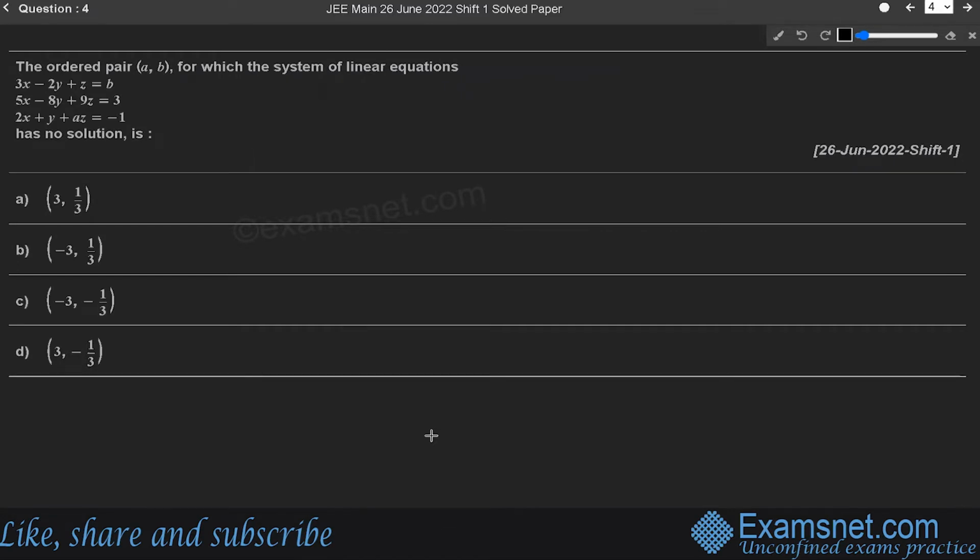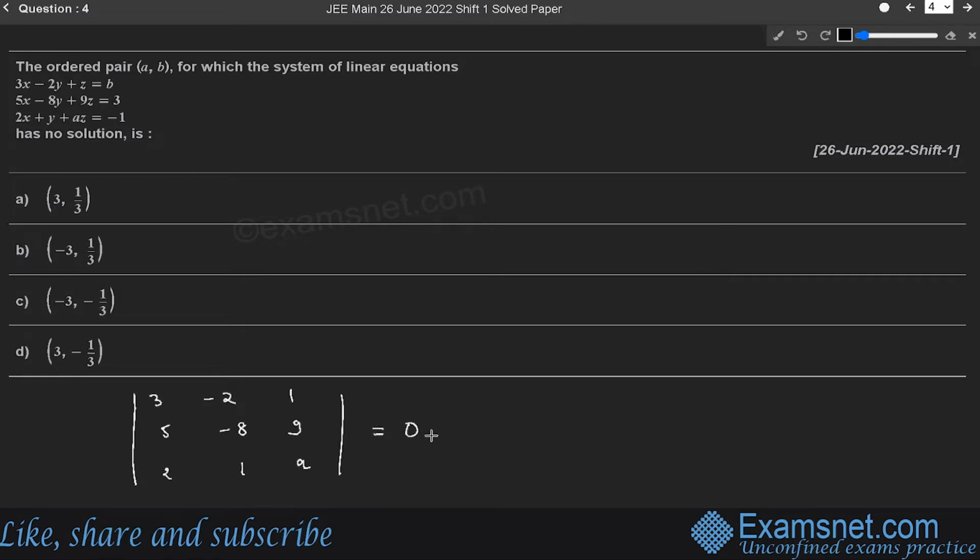Next question is, the ordered pair (a, b) for which the system of linear equations 3x minus 2y plus z is equal to b, 5x minus 8y plus 9z is equal to 3, and 2x plus y plus az is equal to minus 1 has no solution is. So from these given linear equations, we can form a matrix. I'm writing it in the form of a determinant.